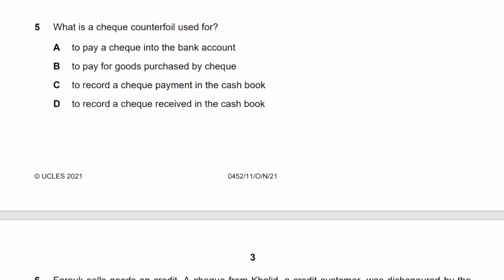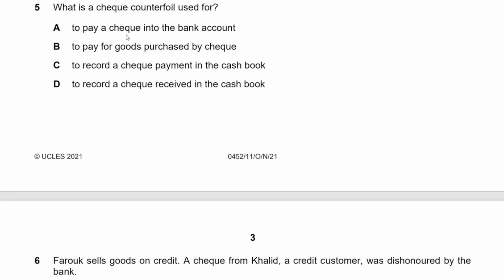Number 5, what is a cheque counterfoil used for? To pay a cheque into the bank account? By the way, a chequebook has two parts, so there's this dotted line. You fill this in, you give this to the person you're paying the amount to, let's say your supplier, and you keep this counterfoil, as the one who's paying. To record a cheque payment in the cash book.